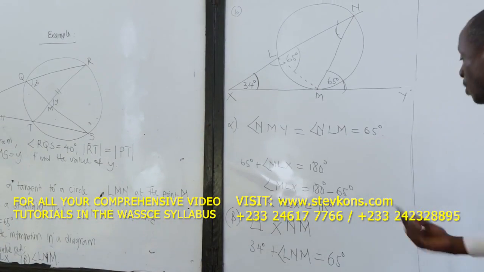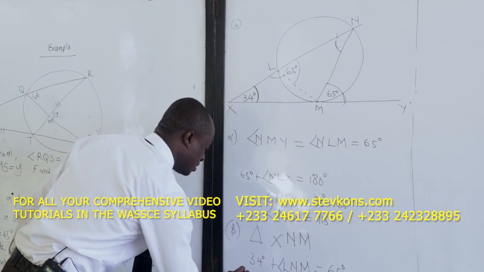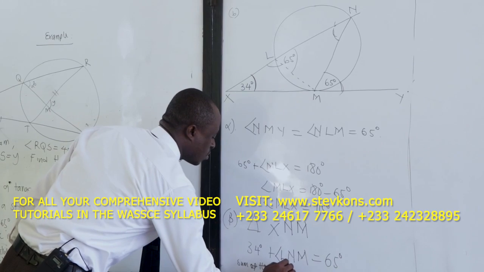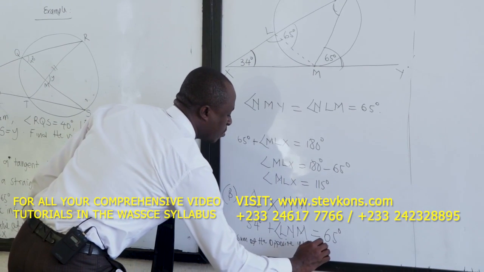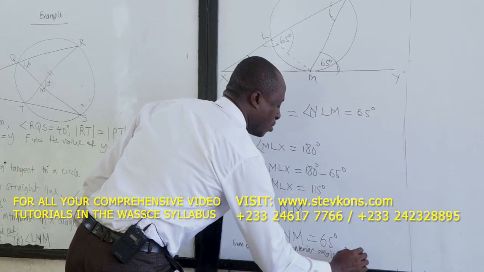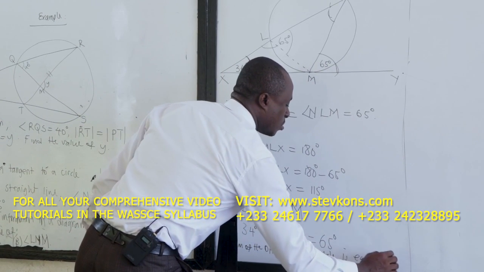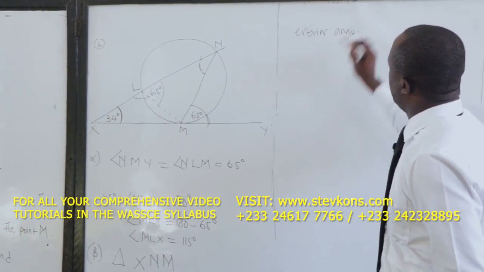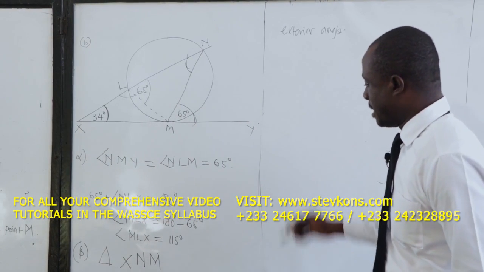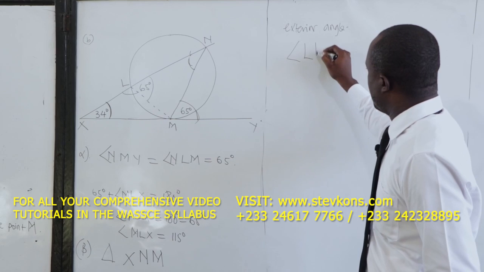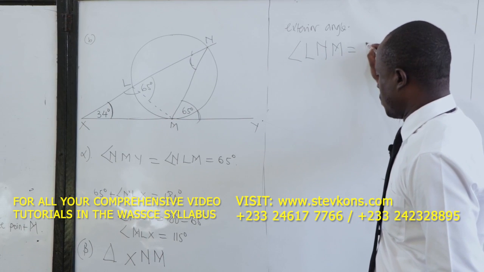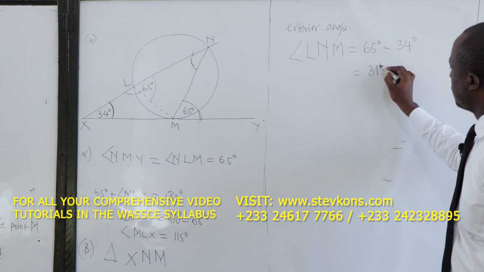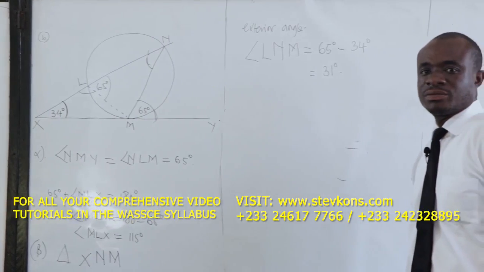So from here, which property did I use? That is, the sum of the opposite interior angles is equal to the exterior angle. So clearly our LNM equals 65 degrees minus 34 degrees, and this is 31 degrees. Okay, let's consider this next part.